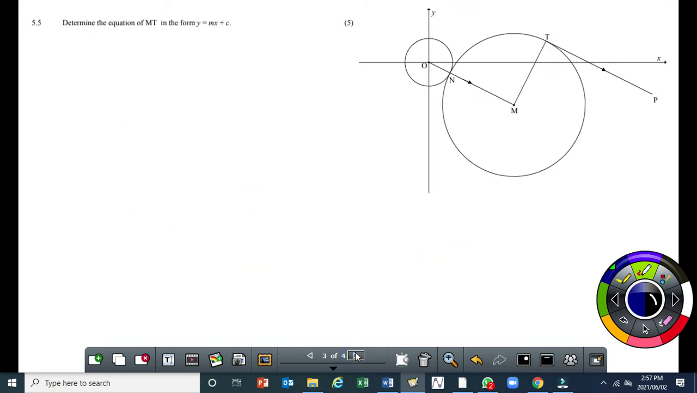Right. Then 5.5, determine the equation of MT in the form y equal to mx plus c. So we now need to find the equation of this line MT. And that's 5 marks. It means you have to do quite a lot of things there. So how do we then approach it?